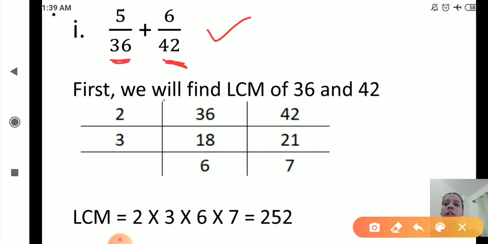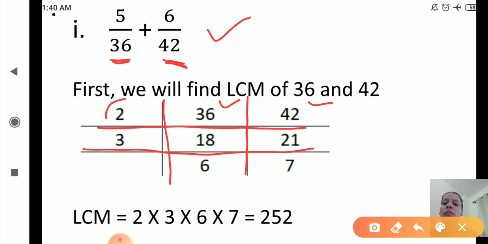So first we will write down 36 and 42, as we have to find the LCM of 36 and 42. Both the numbers are divisible by which number? 2. So here you will write down 2. 36 divided by 2, that is 18. So here you will write down 18. Next number 42. 42 divided by 2 is 21. So here you will write down 21.